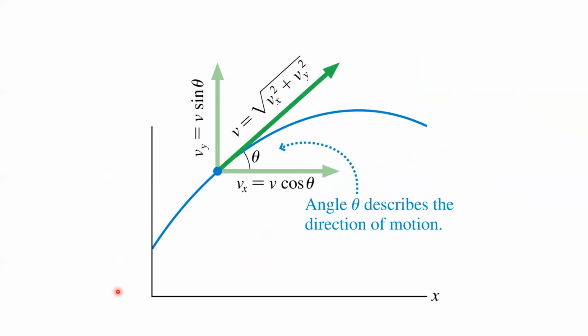Now, we've already talked about resolving a vector into its components by drawing a right triangle, using trigonometry. Same thing here. We've already talked about the fact that any vector can be written in terms of its x component and its y component. You can use the Pythagorean theorem to get the magnitude of the vector, right? You just square the components, add them up, take the square root. That's really converting from rectangular components to polar coordinates, or polar components.